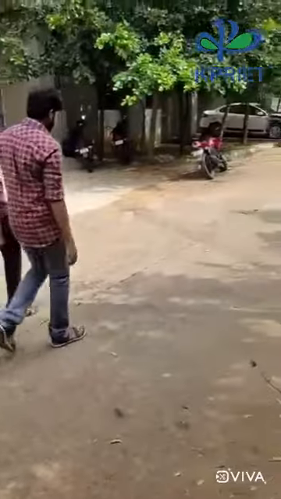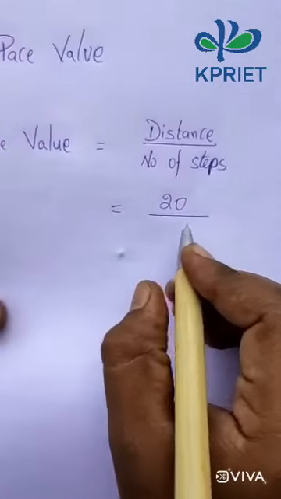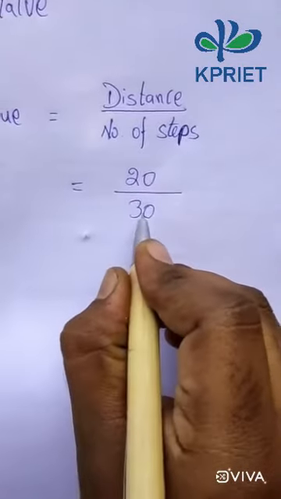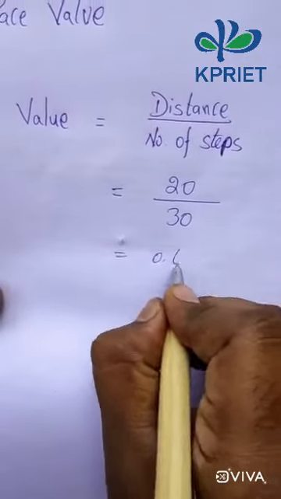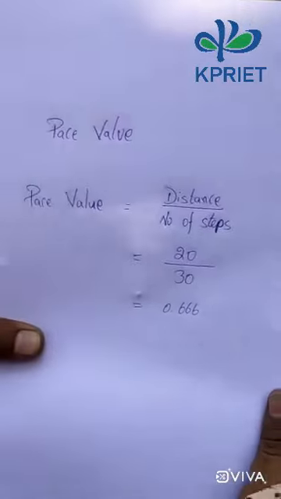We need to take 3 trials. Now the number of steps they have measured is 30. They have taken 3 trials, so the average number of steps will be 30. When you divide, you will get the pace value as 0.66. So this is the pace value of that particular person.